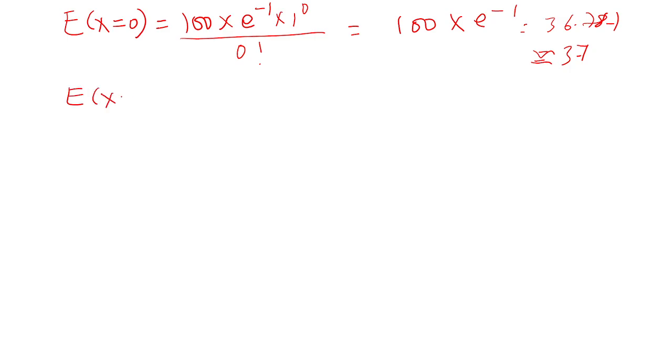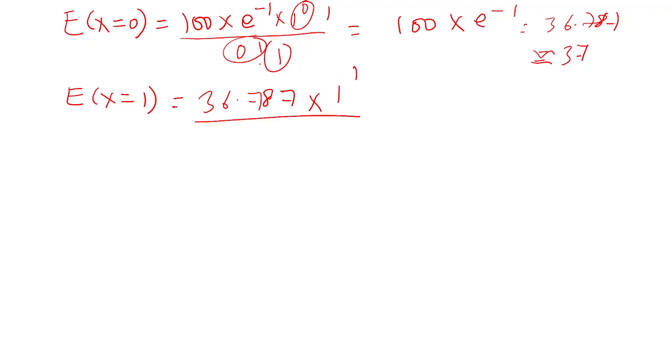Now x is equal to 1. So this one 1, this one 1. So 36.787 into 1 to the power something will come 1 only, upon 1 factorial. Again, same value. Then x is equal to 2, because we have values till 6. So similarly, we can get it now.